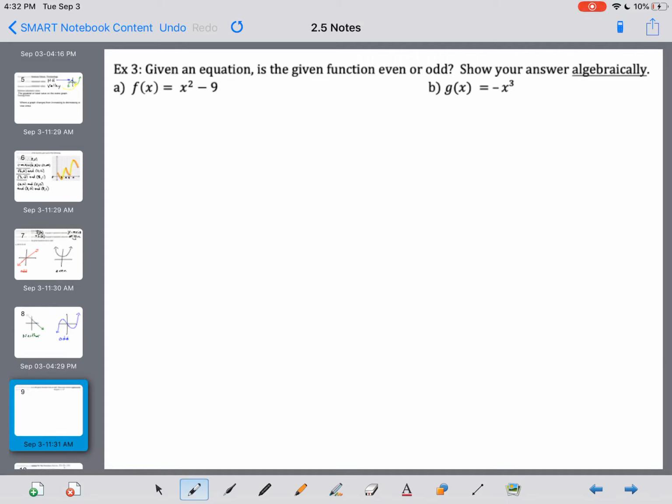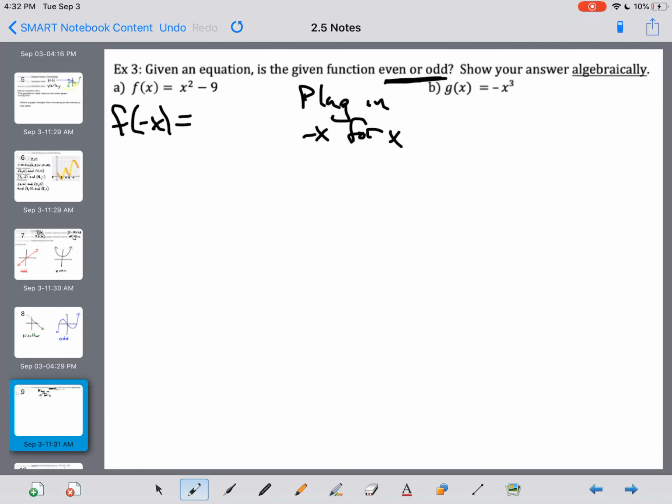So let's take a look at this first example, right? For any of these, if I'm testing for even or odd, right, either one, that means plug in negative x, right? So we can plug in negative x for x, okay? In other words, we're evaluating f of negative x.